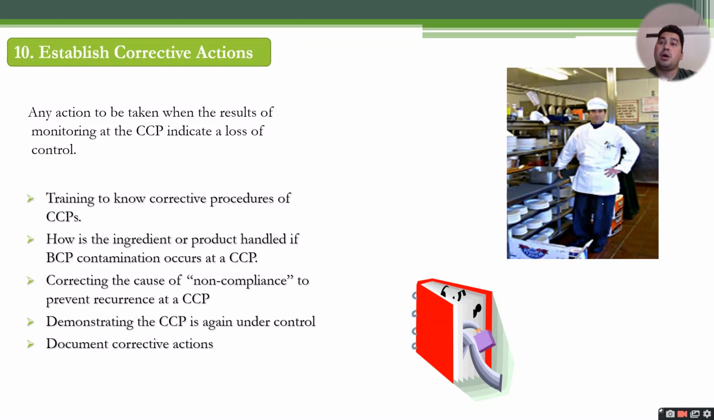Training to know corrective procedure of CCPs. How is the ingredient or product handled if contamination occurs, biological, chemical, or physical, at a CCP? Correcting the cause of non-compliance to prevent reoccurrence at a CCP. Demonstrating the CCP is again under control, and document corrective action. And whenever you are taking any corrective action, you have to document it also. Whatever things you are doing, you have to do the documentation.